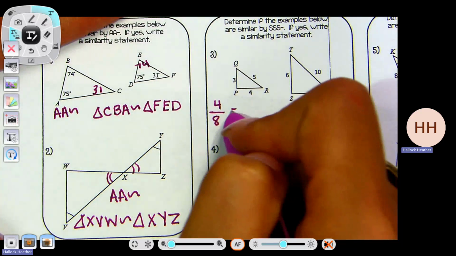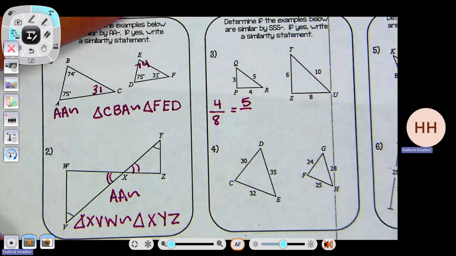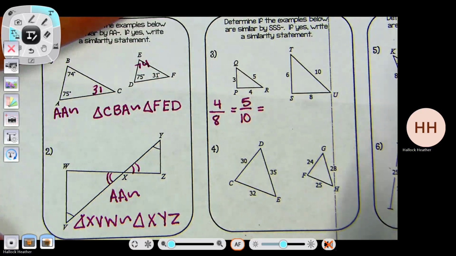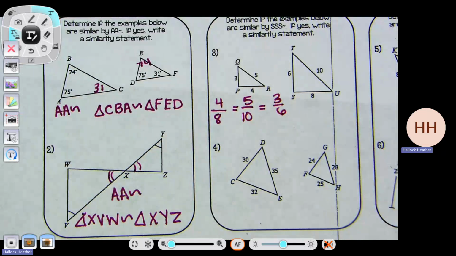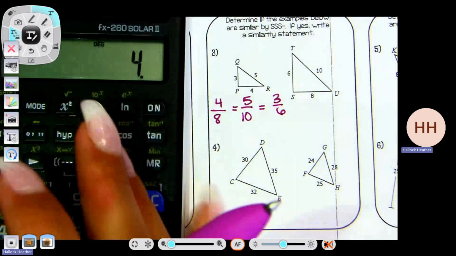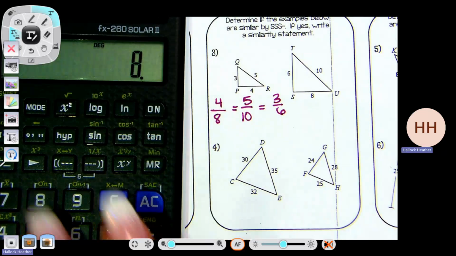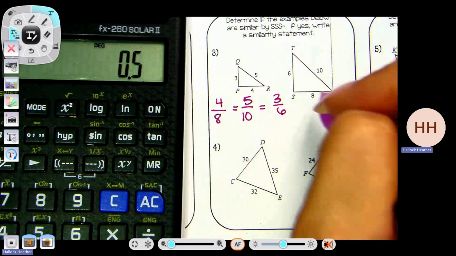If I pick the largest size, that's 5. 5 will match with the largest on the biggest, which is what? 10. And then what's the last 2? 3 and 6. Now the key is if I divide these, in a calculator, if I take 4 and divide by 8, and I take 5 and divide by 10, 1/2. 5 divided by 10, I get 1/2. I get 3 divided by 6, 1/2. Since they're all the same, then I can say side, side, side similarity.